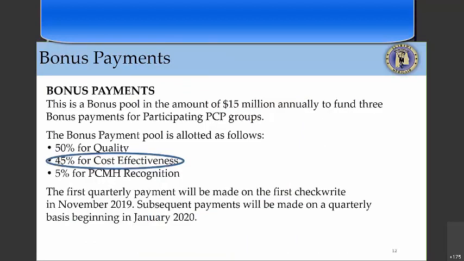Again, beginning October 1, an annual bonus pool of $15 million distributed over 4 quarters will be allocated among quality metrics, PCMH recognition, and cost effectiveness. 50% will be allocated for quality measure performance, and 45% for cost effectiveness, today's topic. As a reminder, the first quarterly payment will be made on the first check ride in November of 2019. Subsequent payments will be made on a quarterly basis beginning in January 2020.